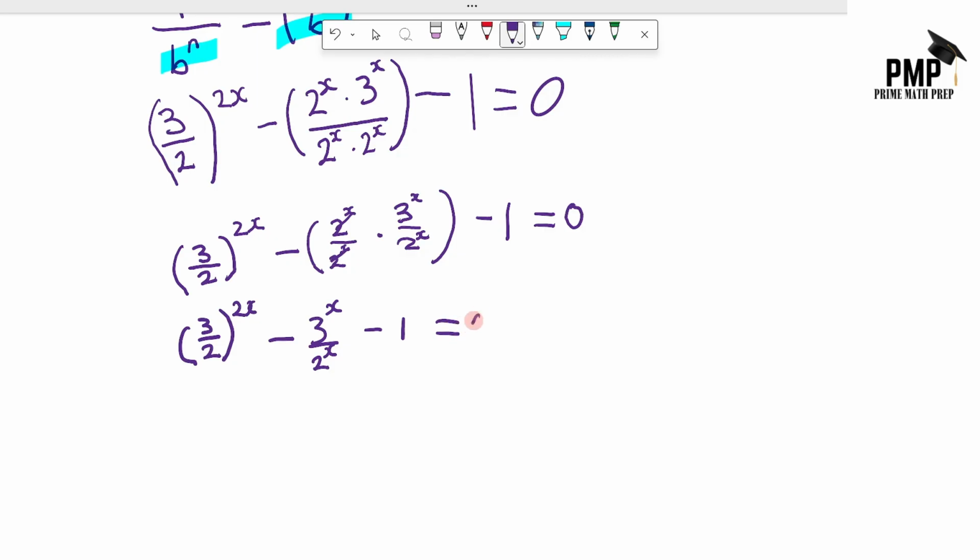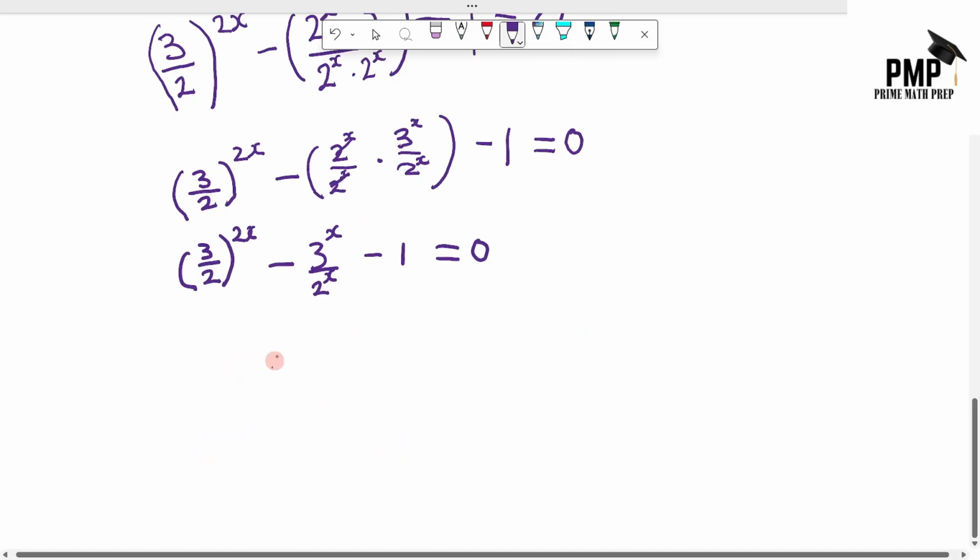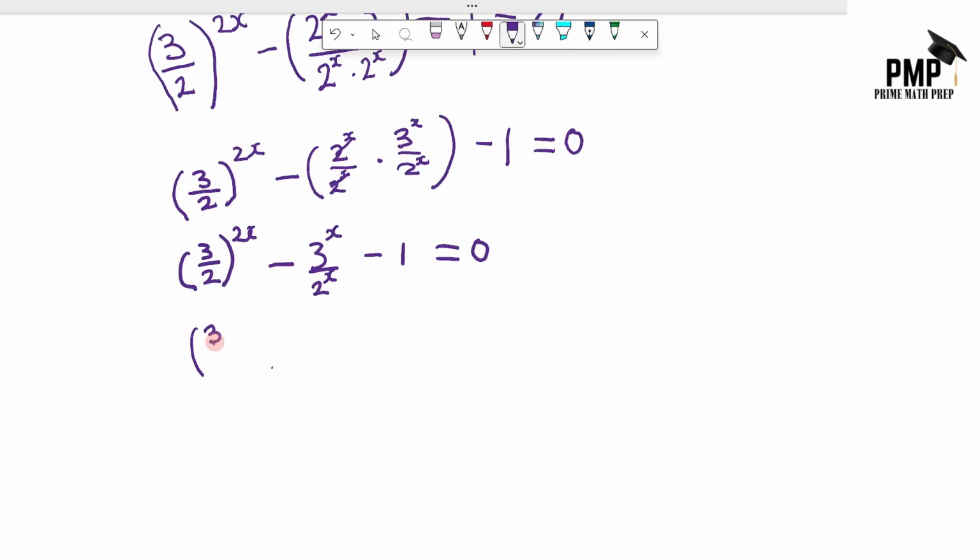Equal to 0. We will apply this very rule into this. It will now become 3 over 2 to the power of 2x, minus, since they are of the same exponents, we'll group them, 3 over 2 all to the power of x, minus 1 equal to 0.